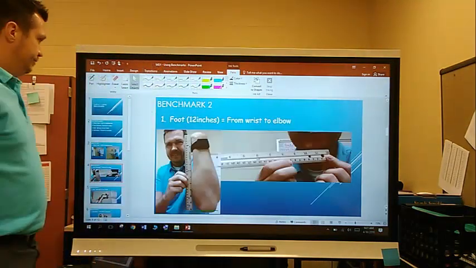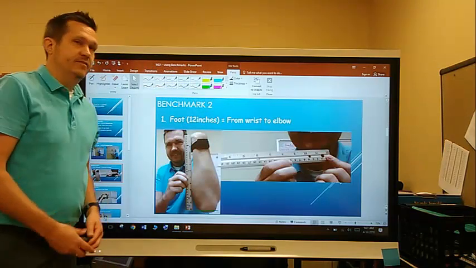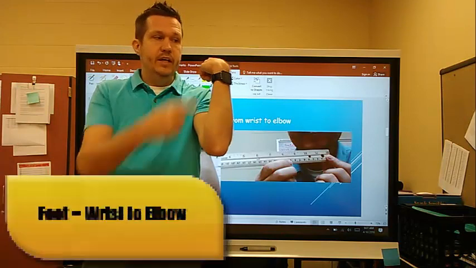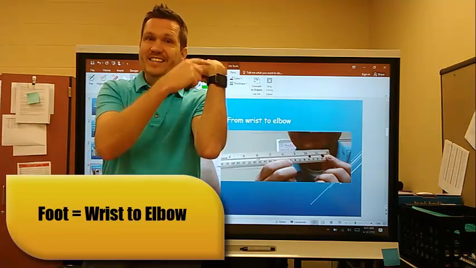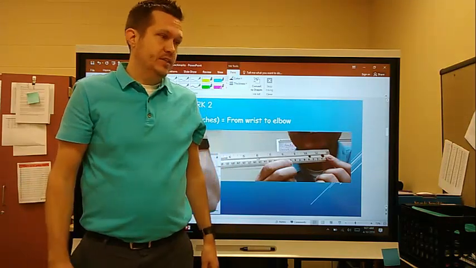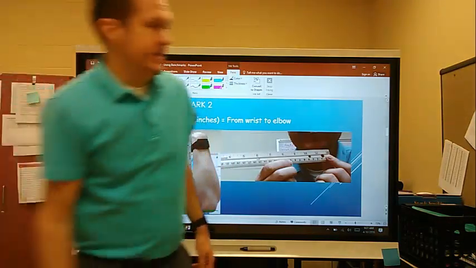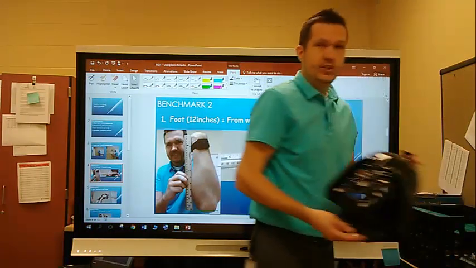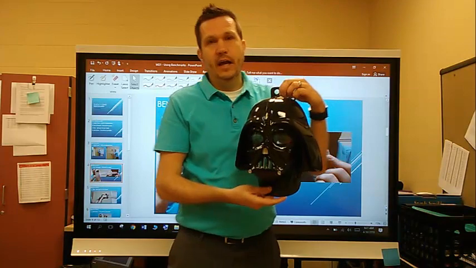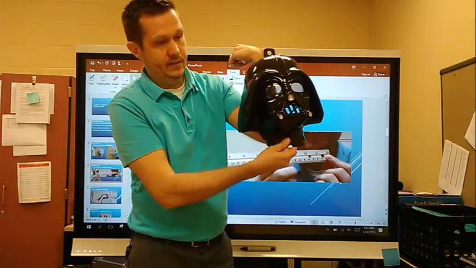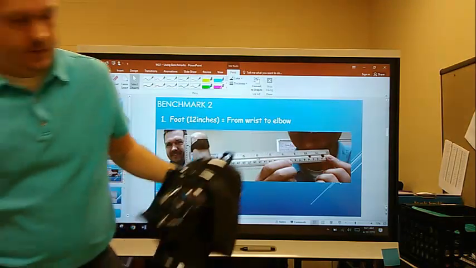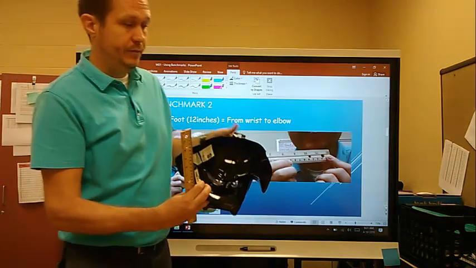Our next benchmark is a foot. We said that a foot is from our wrist to our elbow. So any object that is about that size, we would want to use a ruler. A ruler has 12 inches. So I know that this object, which is my Darth Vader mask, I know that this is about that size. So I would use a ruler to measure this because it will help me measure it. Or it will get me close.